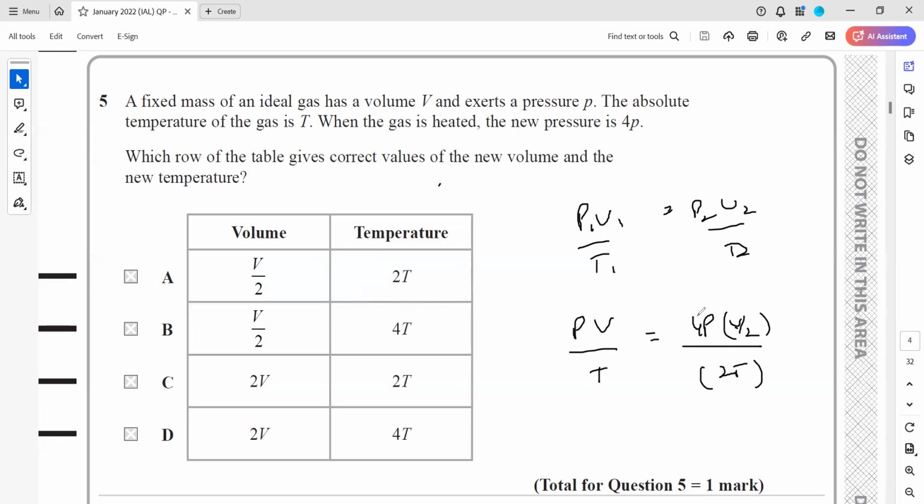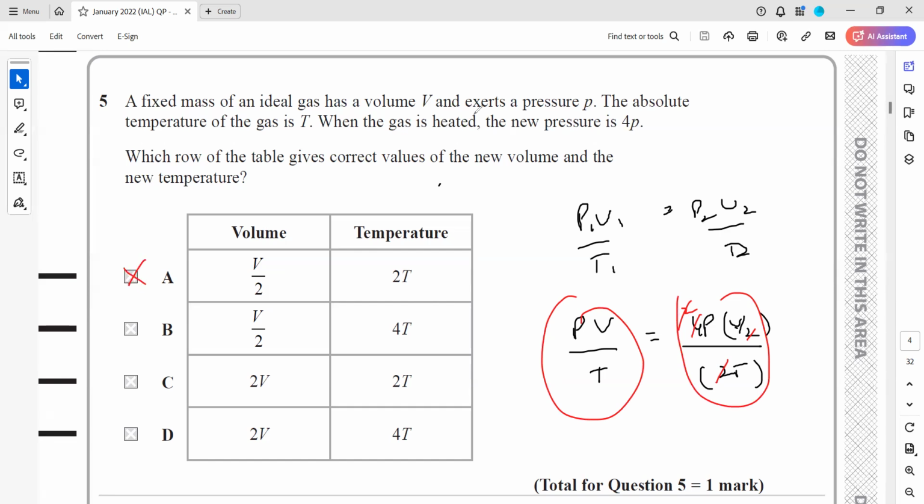So if we simplify this, the 2 will cancel with the 2 here, and this will be 2 and the 2 cancels here too. So it means the initial and final will be the same. So these factors match.